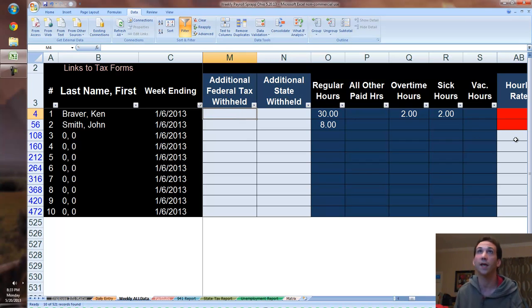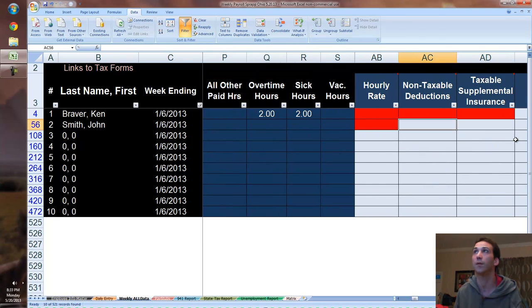This can have additional federal tax withheld. Let's say that I have $25 out of my paycheck that comes out every week. Is there additional state? Sure, maybe there's garnishments, things like that. Let's say John doesn't have any. You don't have to type in zeros, but for the sake of it, why not?